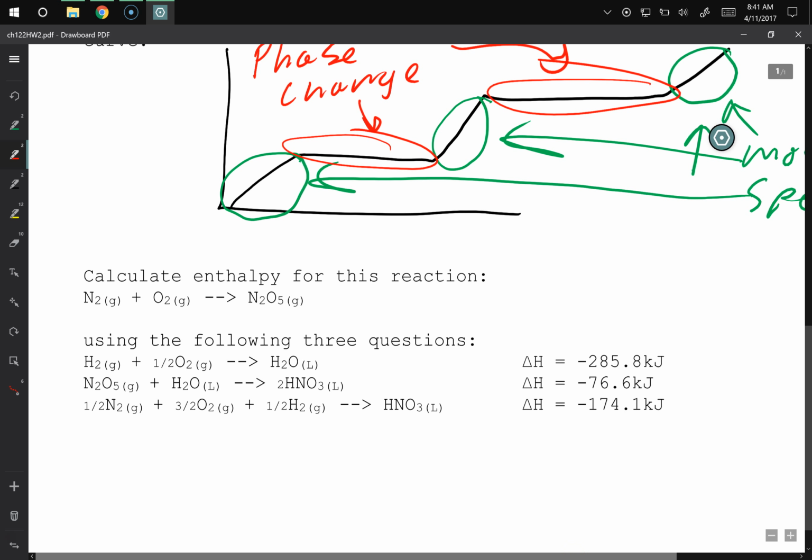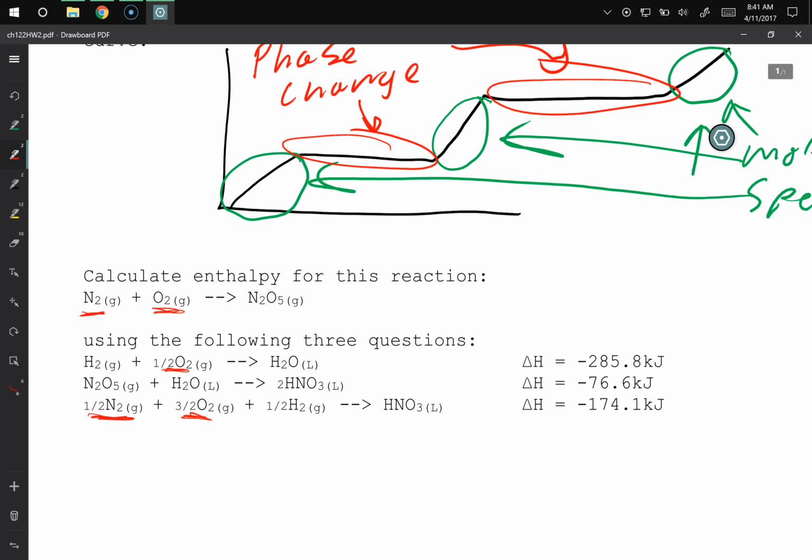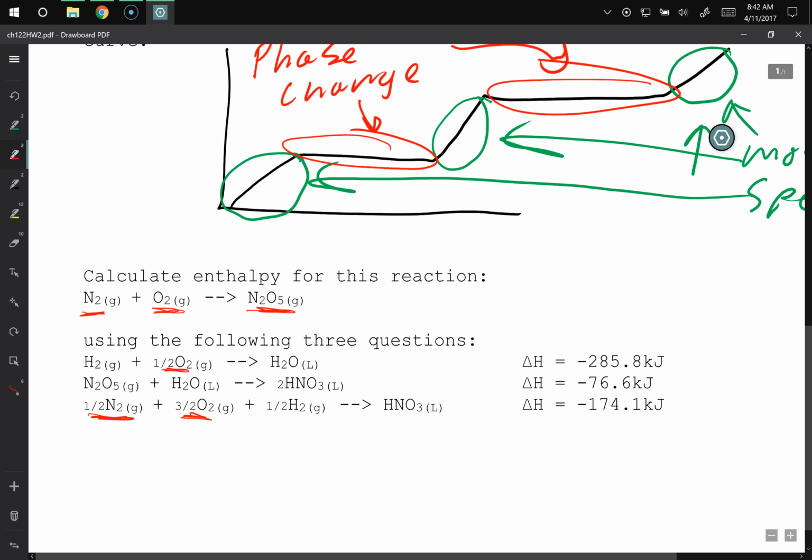So I need a nitrogen on the reactant side, and there's a nitrogen on the reactant side, and there isn't any nitrogen anyplace else. So this equation has to stay right where it is. I need an oxygen on the reactant side, and I've got one here, and I've got one here. So one of those is probably going to have to switch. But I don't know that for sure yet. And then I need an N2O5 on the product side. And over here, I've got it on the reactant side. Okay, so that's a problem.